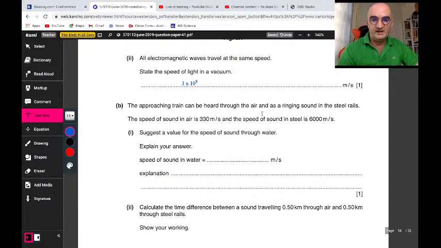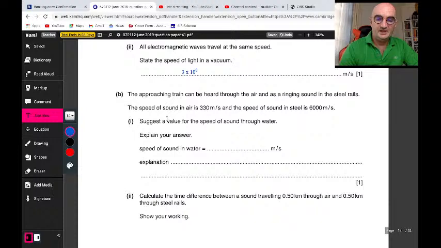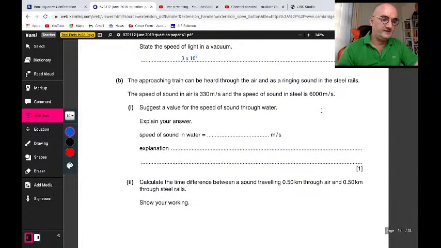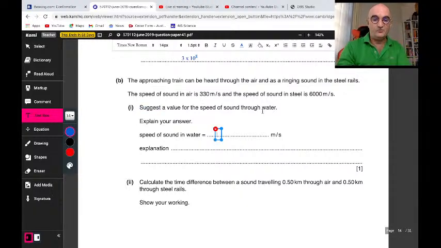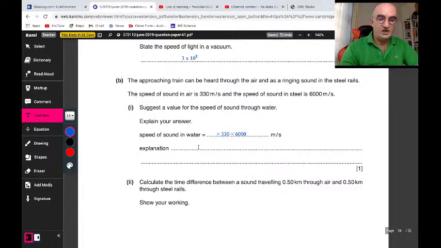The approaching train can be heard through the air and as a ringing sound in the steel rails. We're all familiar with this living in Singapore, I'm sure. The speed of sound in air is 330 meters per second, and the speed of sound in steel is 6,000 meters per second. So suggest, this is the command term now, it's not describe, it's not define, it's not calculate, it's to suggest a value for the speed of sound through water. Well, in air it's 330, and in steel it's 6,000. Air is gas, steel is solid, so it's much faster in solid, much slower in air. So in water, it must be greater than 330 and less than 6,000. I'd put it somewhere equidistant, 4,000 meters per second, and you would be good.